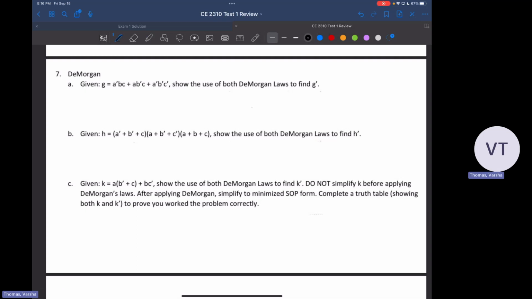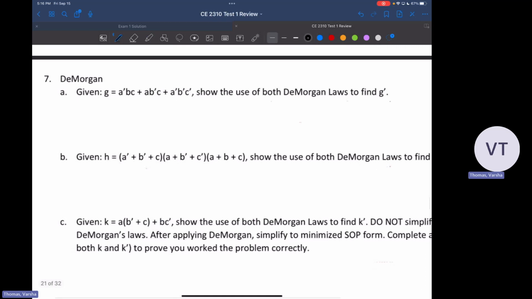So we have De Morgan's. I'm going to do it both ways. So we have G is equal to A naught B C, or A B naught C, or A naught B naught C naught. And all of this is going to be De Morgan's, inverted. On the right side, I'm going to write this in bar notation. We have G is equal to A naught B C, or A B naught C, or A naught B naught C naught. And all of this is inverted.